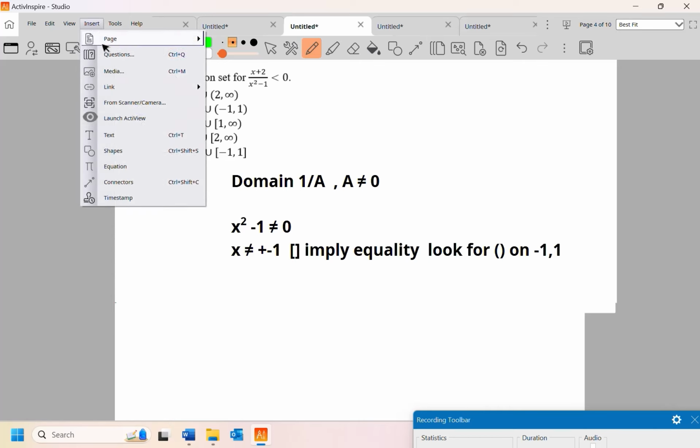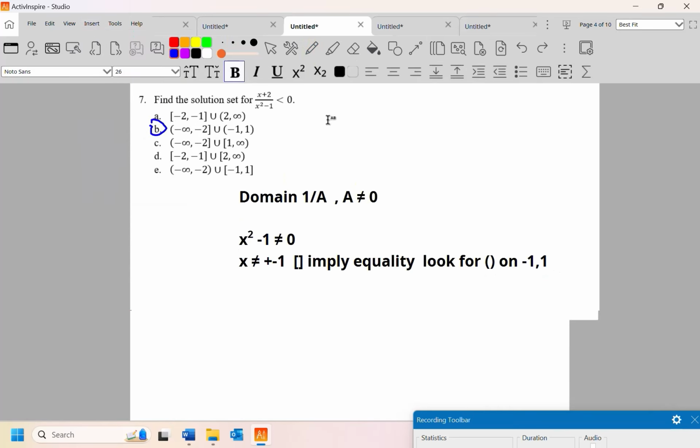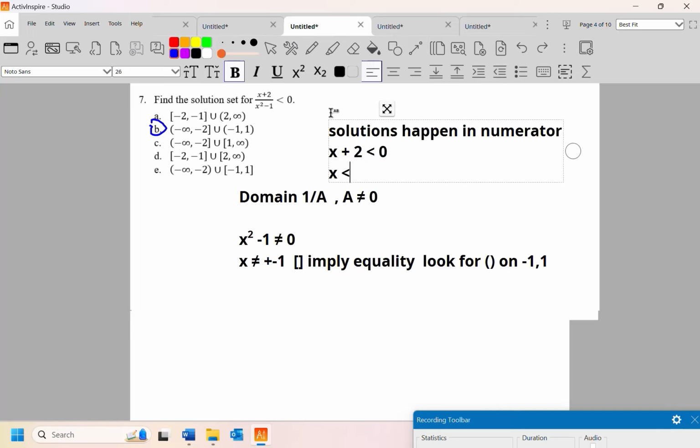Now, the other part of this is that solutions happen in the numerator, not the denominator. So x plus 2 is less than 0. X is less than -2. And we have an issue with this one, in that there is no correct answer present.